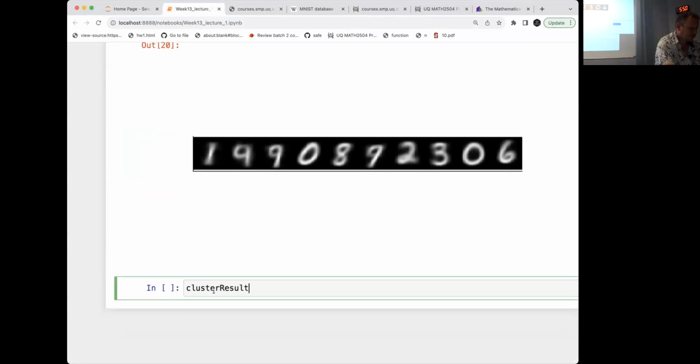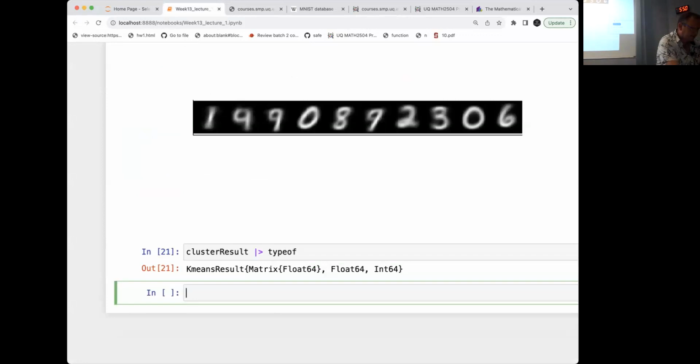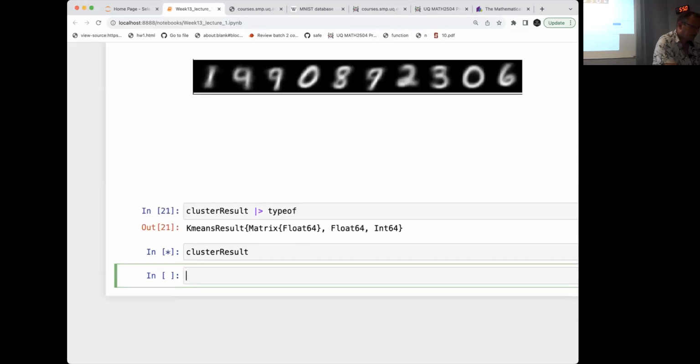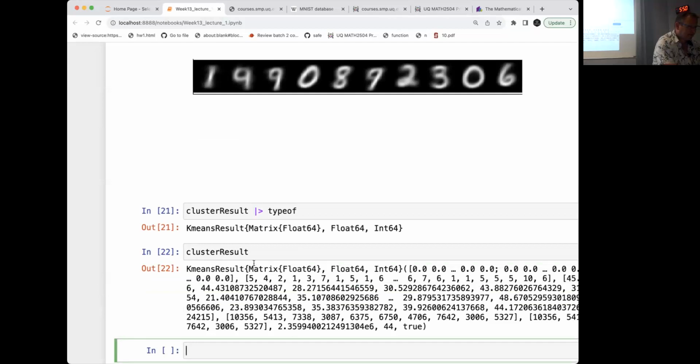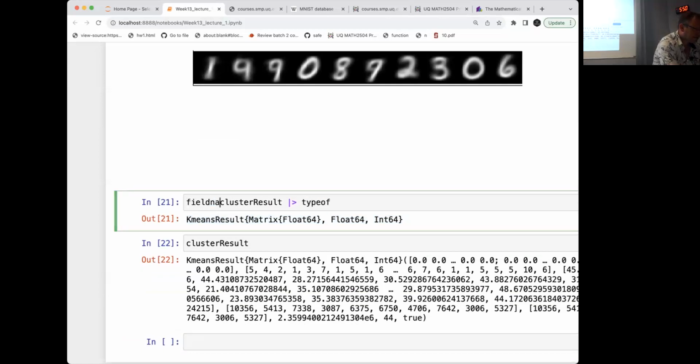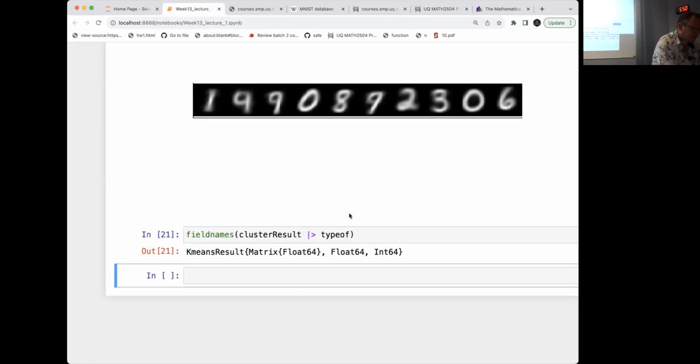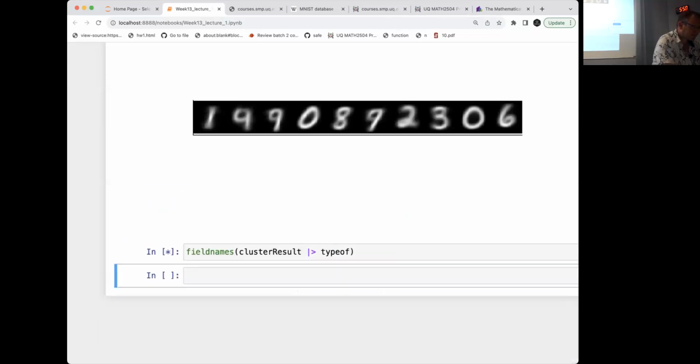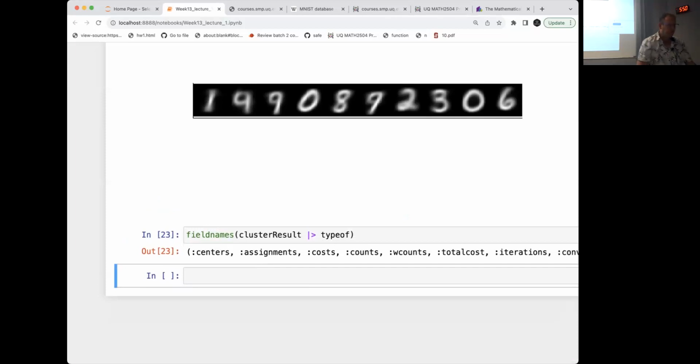First of all, let's see what it is. It's a K-means result, a type of struct. Let's just print it. Okay, that's not very informative, so let's look at the field names of this. Let's see what the fields of cluster result are. These are the field names.